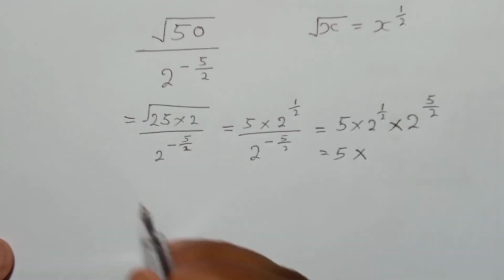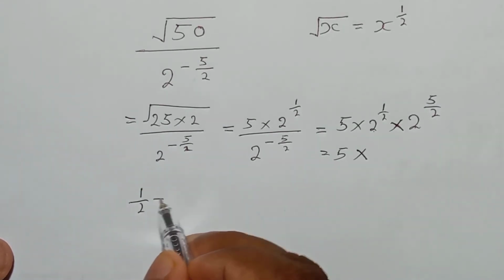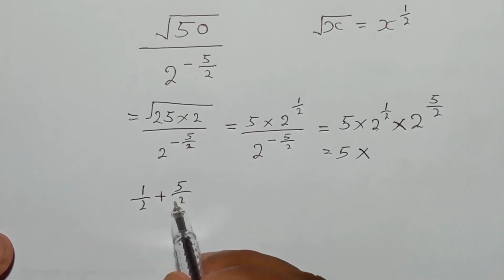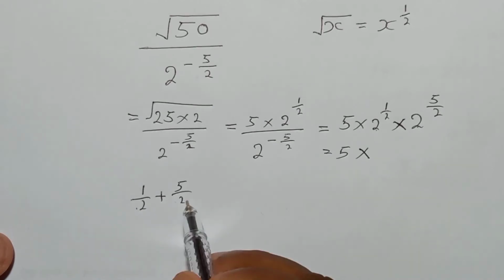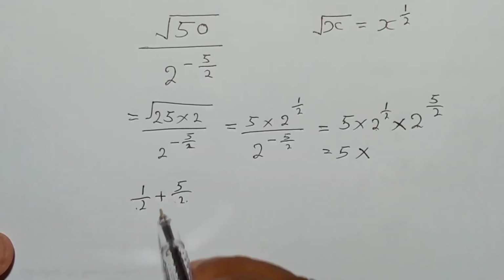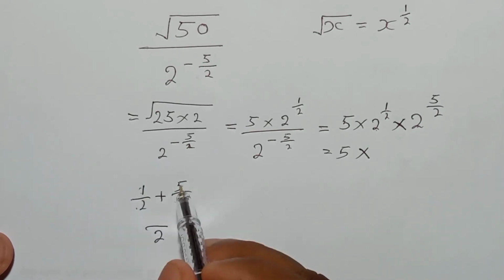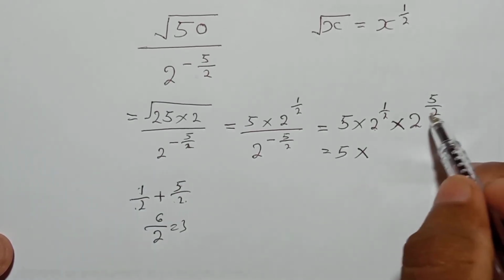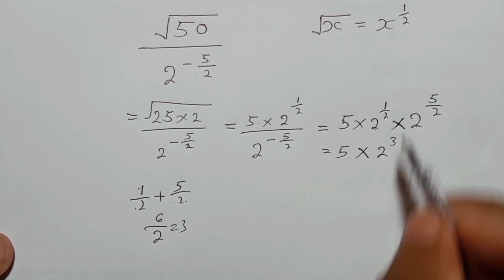If you can't understand how it happened, I will show you here. Half plus 5 over 2, right? Very simple, no? Here we have the same denominator, 2, with addition. So we have the same denominator, just add the numerators. So 1 plus 5 means 6, 6 divided by 2 means 3. It's like that. So here it will become 2 to the power 3. Try to get the idea.